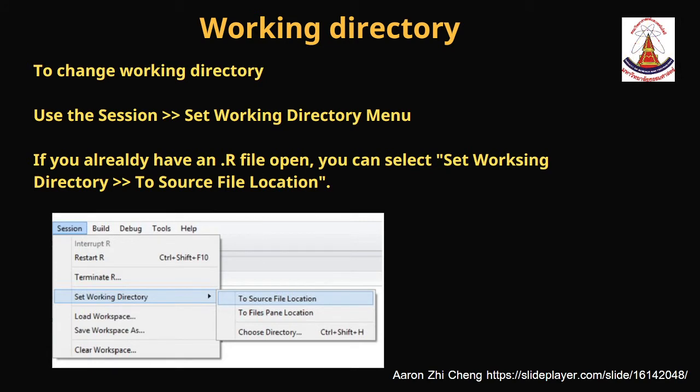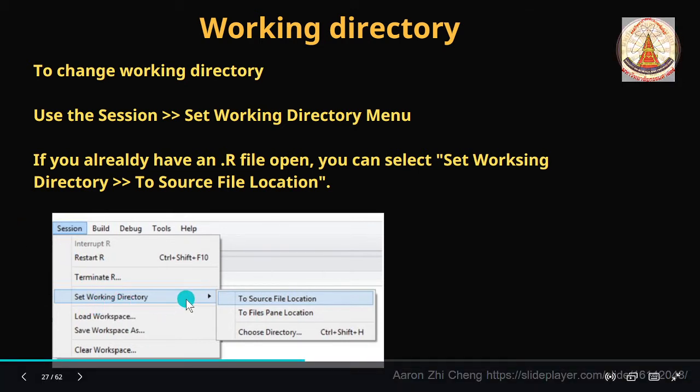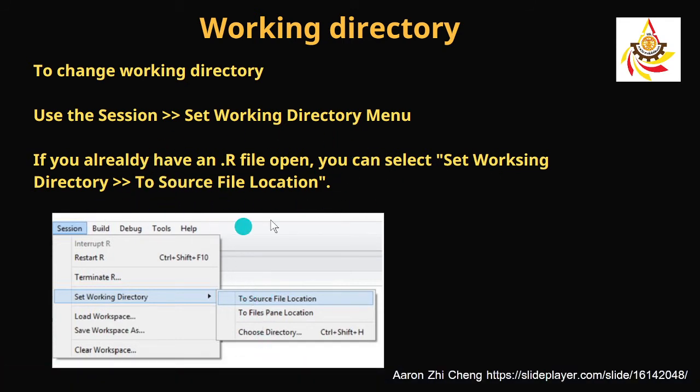At the top of the window, you can use the Session menu and select Set Working Directory, and choose To Source File Location, or choose a directory from here, or maybe To Files Pane Location also. If you have a file open, you can set the working directory by using To Source File Location, because you have it open now.